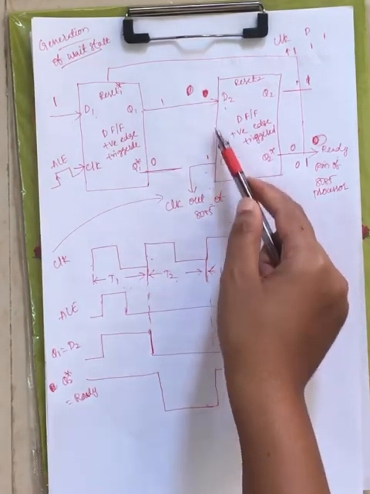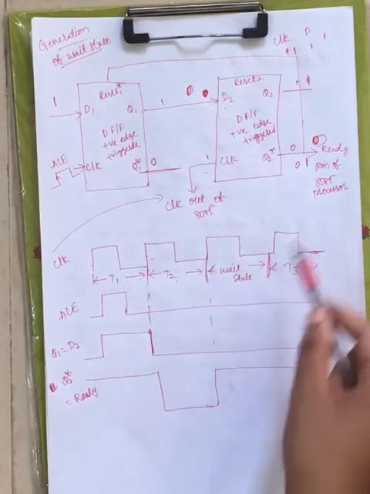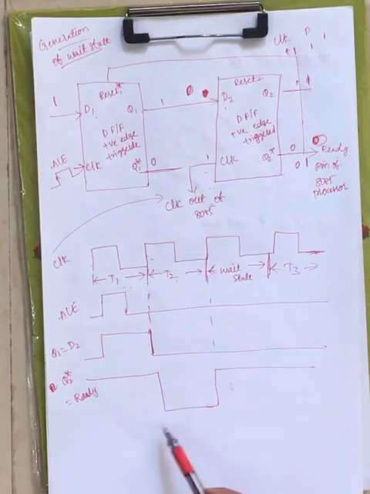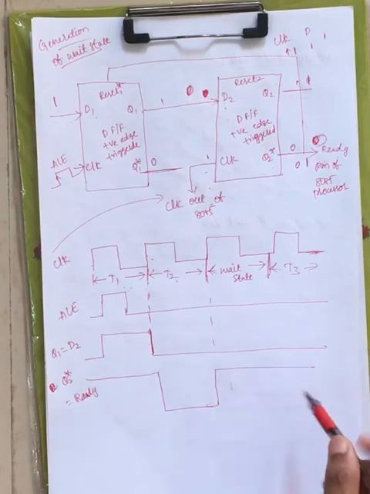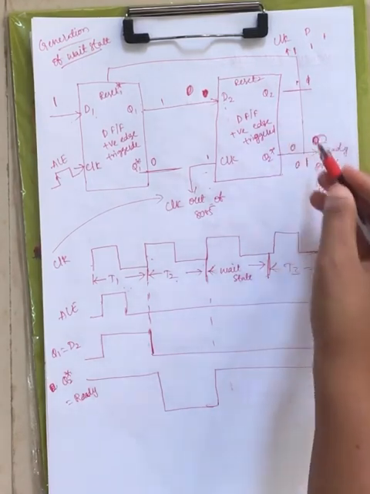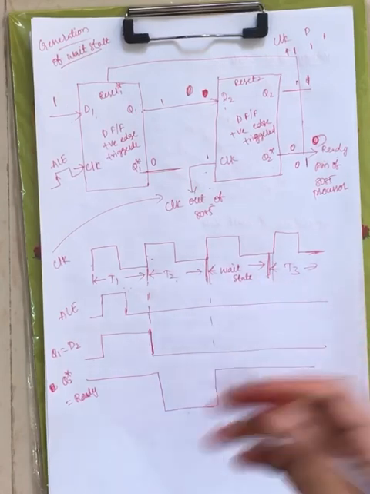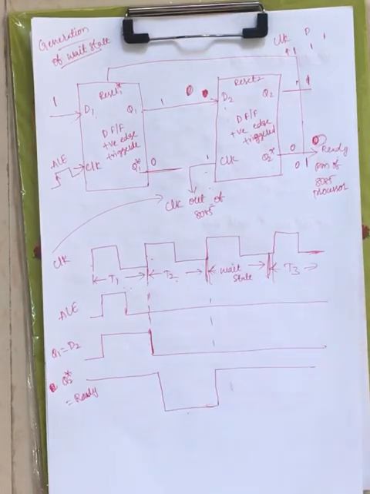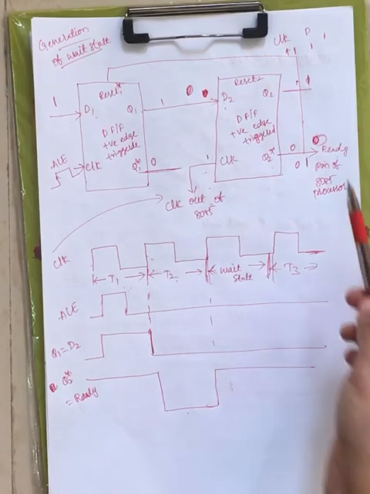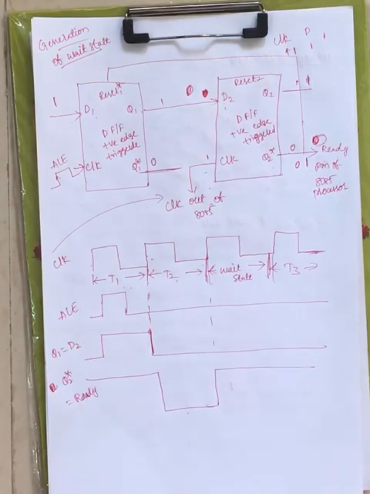And for T2, the ready pin will be 0. Now the ready pin will be 0, and this is your wait state. The next clock cycle will be the wait state of the microprocessor. This is how to generate a wait state. Using this circuit we are generating the wait state.